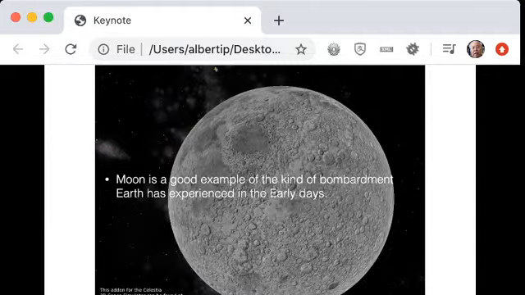We must remember the Moon is smaller than Earth, and therefore its gravitational attraction is smaller than the gravitational attraction of Earth. And therefore, if there are so many bombardments on the Moon, there must be more on Earth. So we can imagine that at that time there were a lot of falling rocks onto our Earth's surface. So the surface of the Moon is a very good example of the kind of bombardment Earth experienced in the early days.